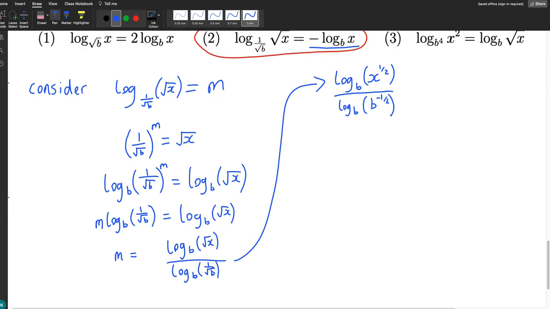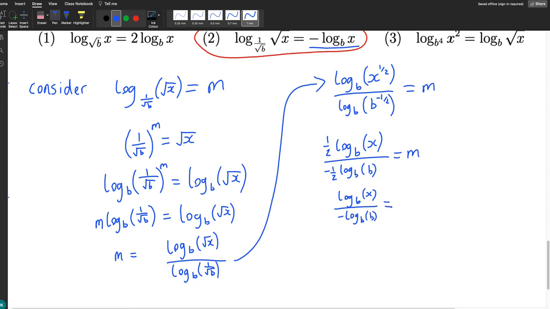Make sure you know your index laws, it's so important. And of course that's equal to m. That's going to help us tremendously. Let's use our power law for logs to say that this is equal to a half log to the base b of x over minus a half log to the base b of b, equal to m. Then the halves will cancel, so I'm left with log to the base b of x over minus log to the base b of b, equal to m.